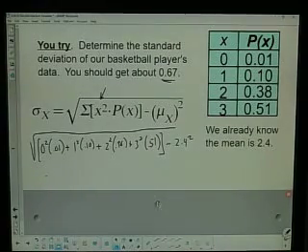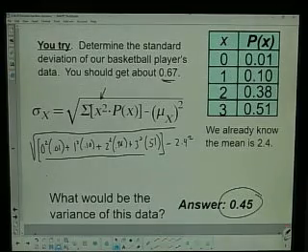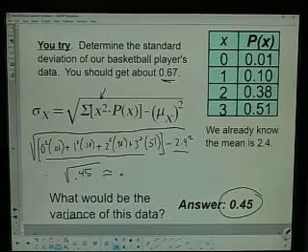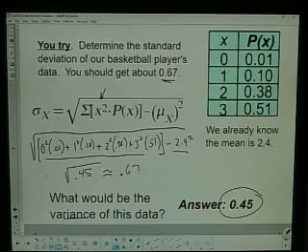Okay. Last question, what would be the variance? The variance was 0.45, because when you add all of those and subtract 2.4 squared, under the radical you should have got 0.45. That's called the variance, whatever's under the radical. The square root is the standard deviation of a discrete random variable.